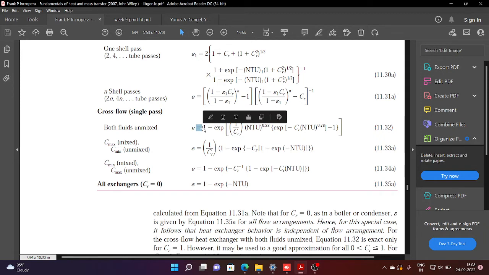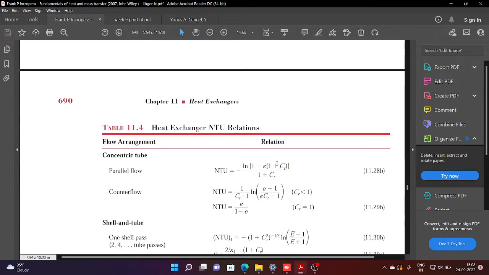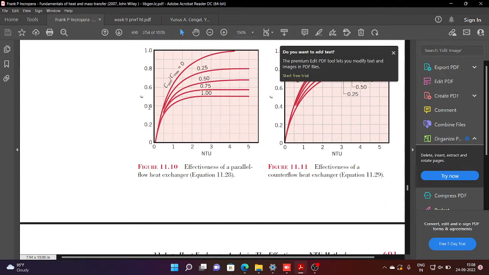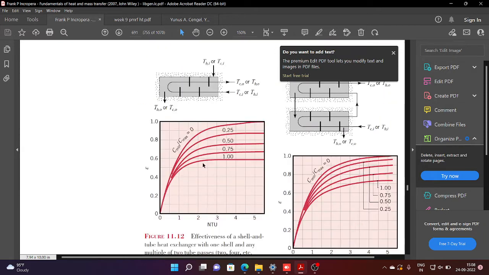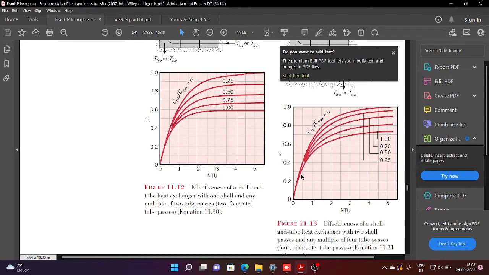But when both fluids are unmixed, we cannot find NTU from this correlation because of this complicated relation. We have NTU to the power 0.22 and NTU to the power 0.78, and therefore we cannot separate NTU. We cannot find NTU given the effectiveness. So either we need to use some guess to find the NTU value from this expression, or we can use an effectiveness versus NTU chart. These are the effectiveness and NTU charts for parallel flow, counter flow as well as cross flow heat exchangers. When both fluids are unmixed, it is better to look at this chart.